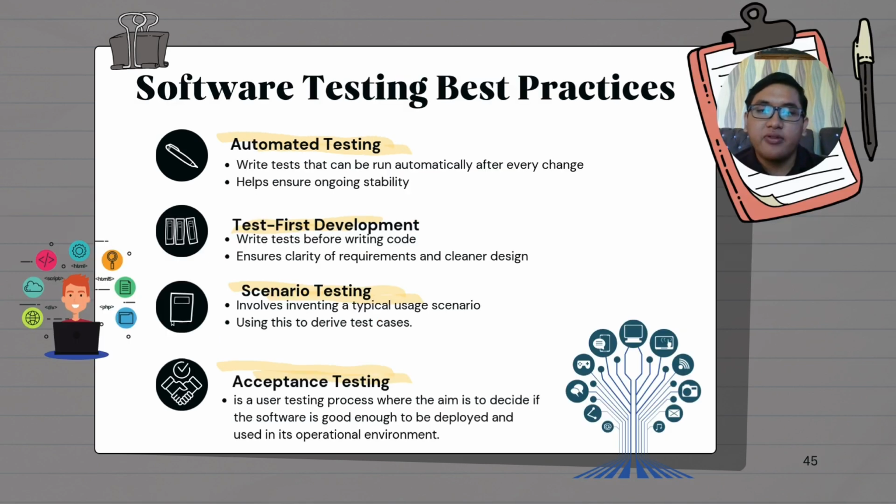Best practices for software testing. First, we have automated testing, which means writing tests that can be run automatically after every change. This helps ensure ongoing stability. Then we have test-first development, which means writing tests before writing code. This ensures clarity of requirements and cleaner design. Then we have scenario testing, which involves inventing a typical usage scenario and using it to derive test cases. Then we have acceptance testing, which is a user testing process where the aim is to decide if the software is good enough to be deployed and used in its operational environment.